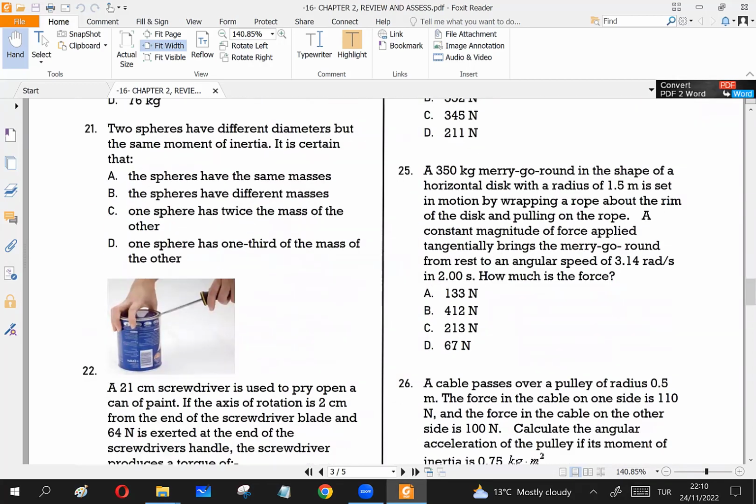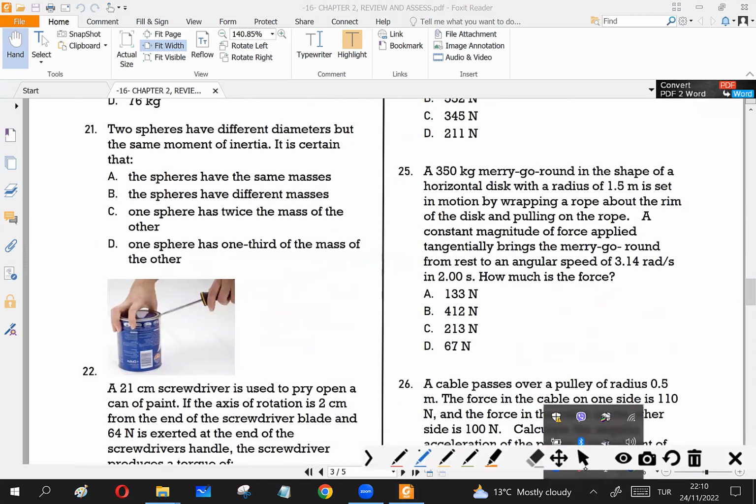And question number 21. Two spheres have different diameters, but the same moment of inertia. It is certain that, again, two spheres have the same moment of inertia but different diameters. If diameters are different, radii are different. So I will write the equation 2/5. I am not sure about the mass. I will write m1 for the first sphere, but they have different diameters. They have different radius, so R1 for the first one.